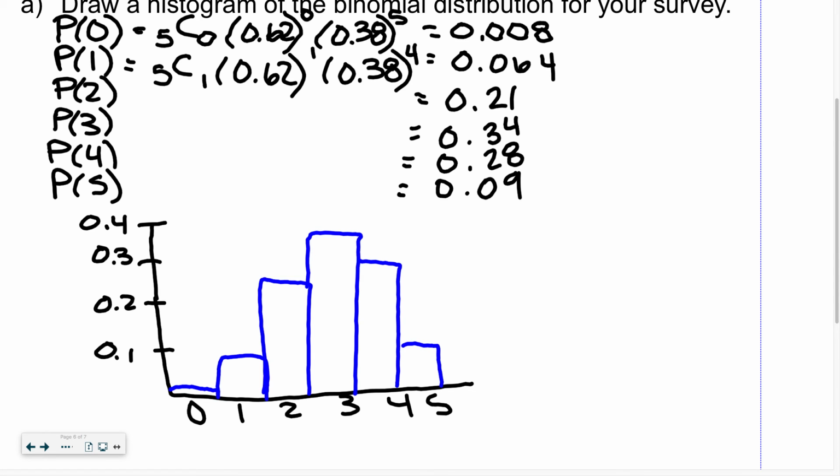I'm not really too picky about the exactness of the height of your bars, right? They should just be in the right area. The middle one should be the tallest. The fourth one from the left should be the second tallest. The one on the left should be the smallest.